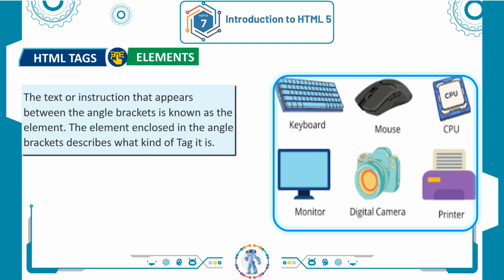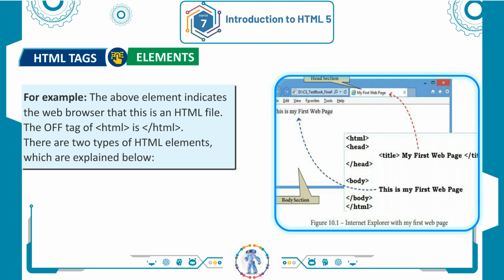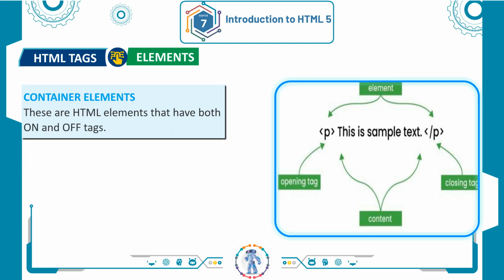Elements. The text or instruction that appears between the angle brackets is known as the element. The element enclosed in the angle brackets describes what kind of tag it is. For example, the above element indicates to the web browser that this is an HTML file. The off tag of <HTML> is </HTML>. There are two types of HTML elements, which are explained below. Container elements. These are HTML elements that have both on and off tags.